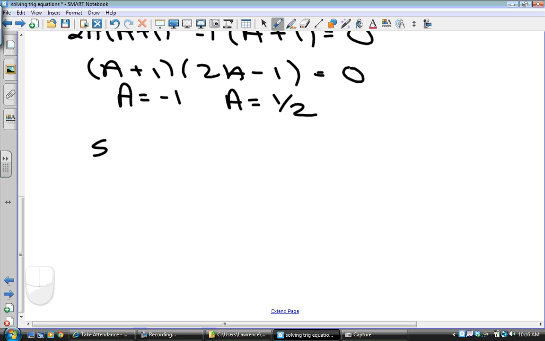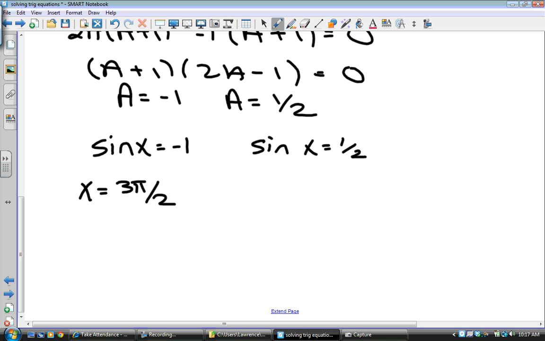Sine x equals negative 1 and sine x equals 1/2. So where's sine negative 1 at? 3 pi over 2. And where is sine 1/2 at? Pi over 6. Check me on the second one. 5 pi over 6, is that right? Pi over 6 I know is right. And 5 pi over 6 is right? Okay. But the key was that first step, wasn't it? Once you figure out what identity to use and how to use it, then it's just the same old stuff.